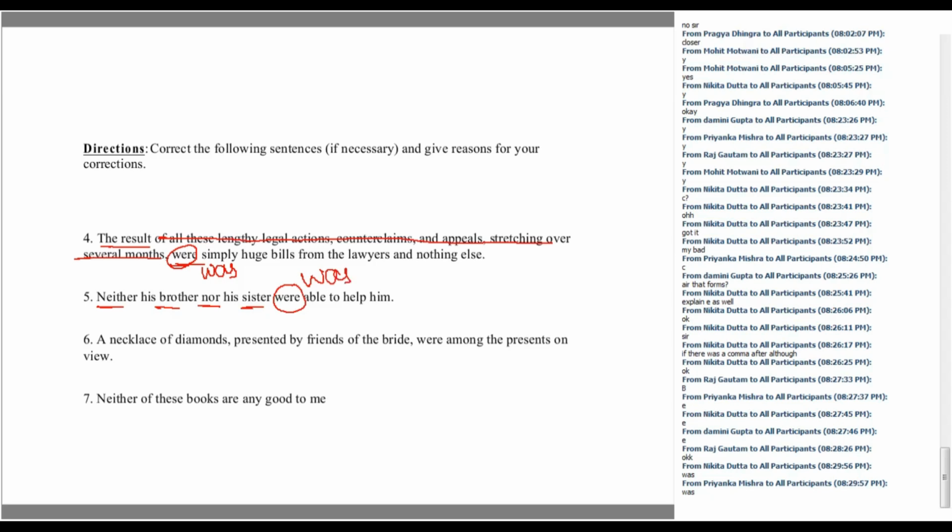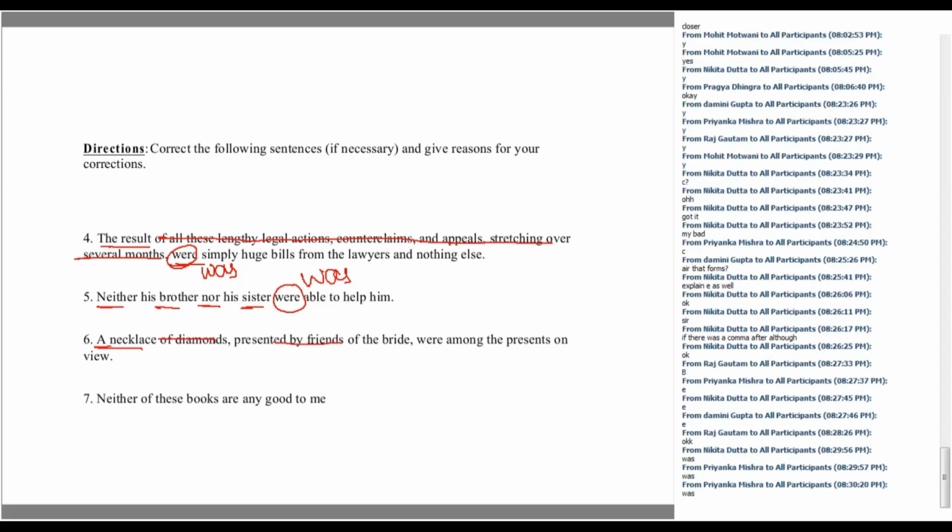Number 6, a necklace of diamonds presented by friends of the bride were among the presents on view. Now this is a necklace. This necklace is of diamonds, immaterial. It was presented by friends of the bride, immaterial. These are additions. So, a necklace was. A necklace was among the presents on view. Absolutely.